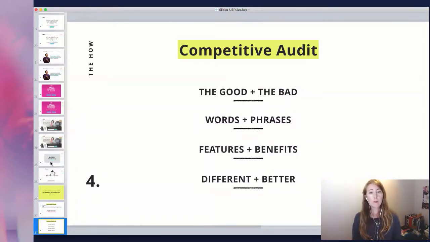And then different and better. How can you position yourself differently and better? Is there anything that they're missing?